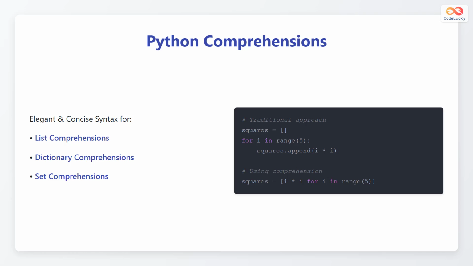As you can see in the example, instead of writing a traditional for loop to generate a list of squares, we can achieve the same result in a single line using list comprehension.